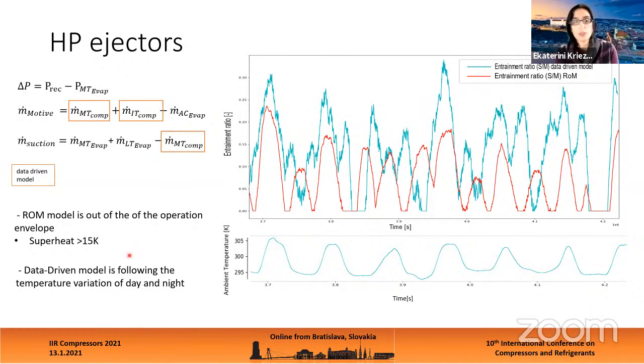But there is a reason for that. The reason is that we are operating outside of the operational envelope. The superheating of the suction nozzle in the ROM model is a maximum of 15 Kelvin. Here in the data we have, when we have only HP ejectors, the superheat was over 22 Kelvin. So it's outside of the operational levels. It doesn't work. We cannot verify that it's working.